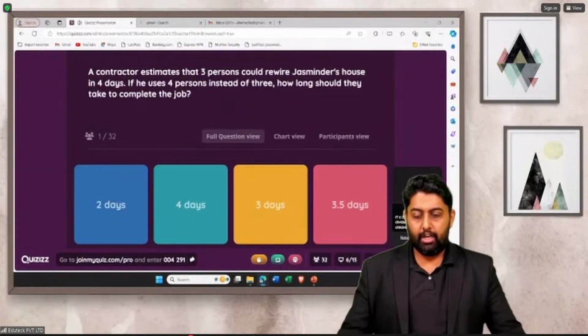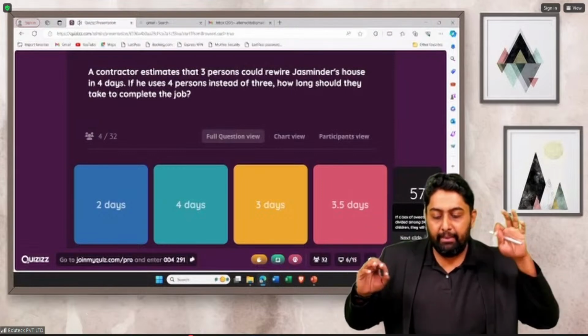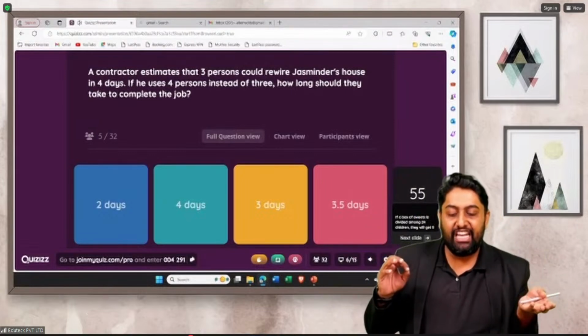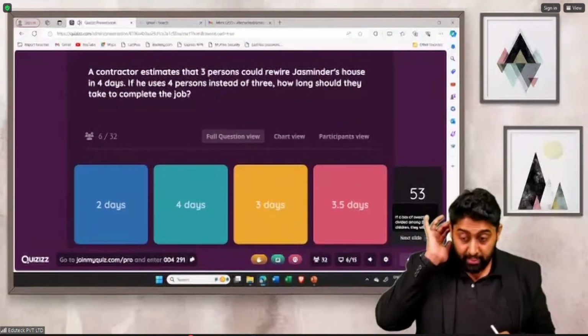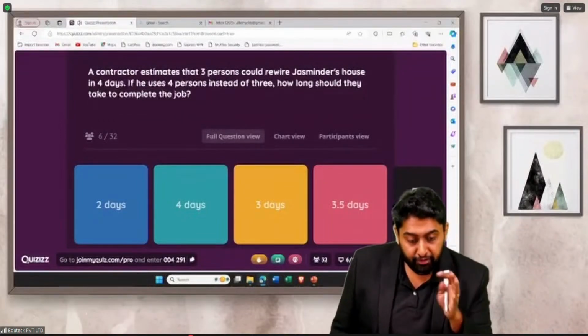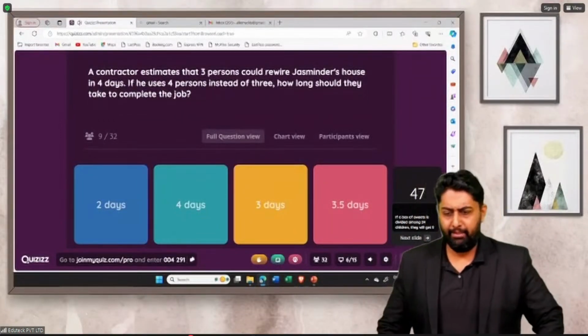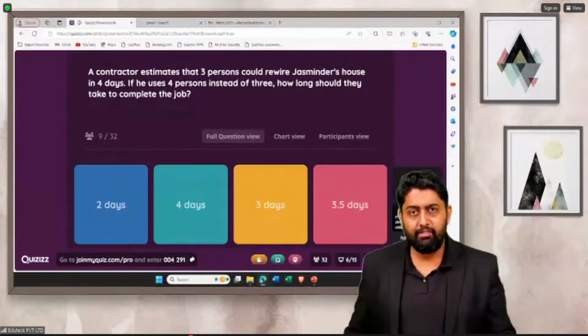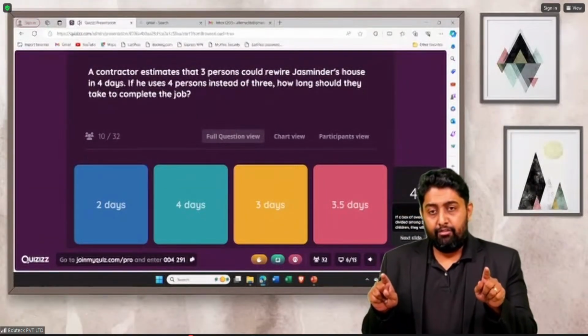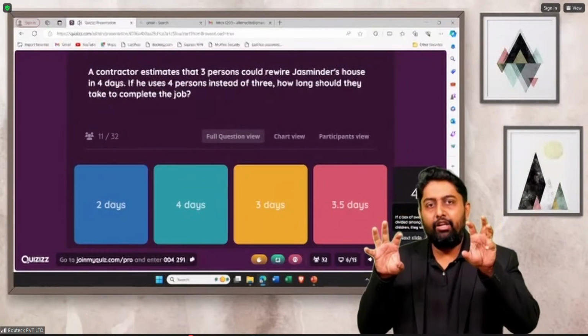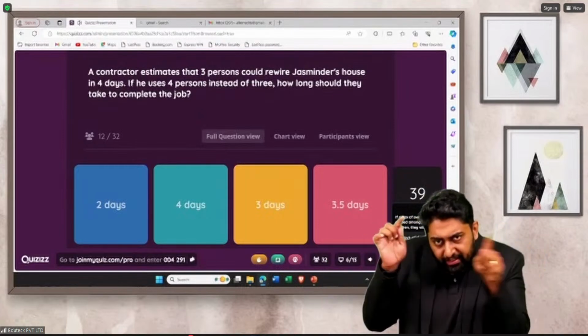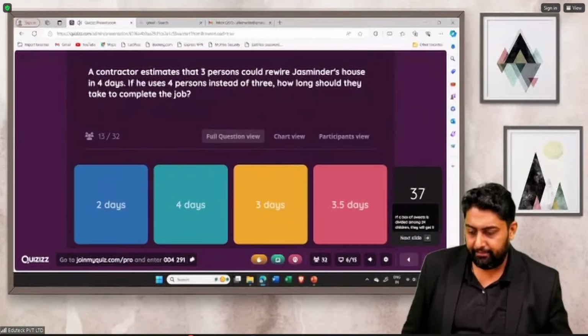Okay. A contractor estimates that 3 people could rewire Jasmine's house in 4 days. If he uses 4 persons instead of 3, how long would they take to complete the job? Very simple. Just observe the values that are given for the first quantity and the second quantity in the first line. Just read the first line. You will understand what is to be done.